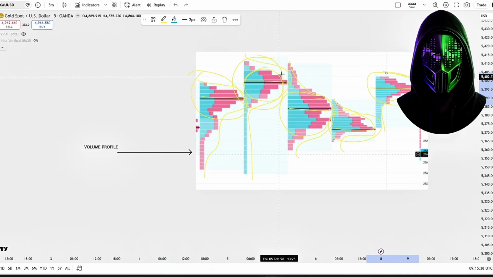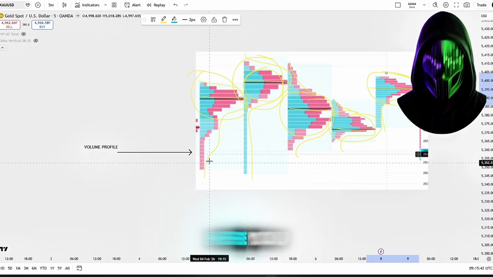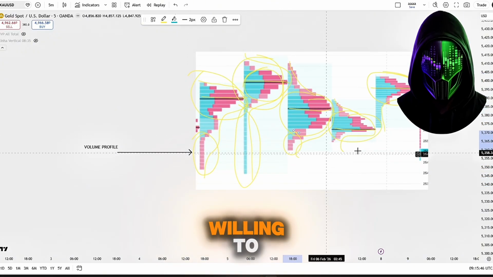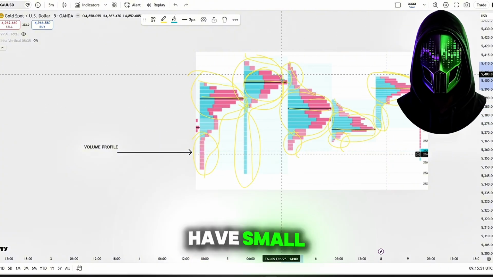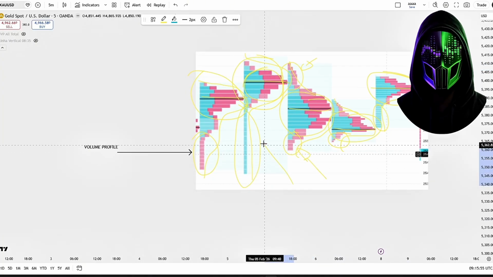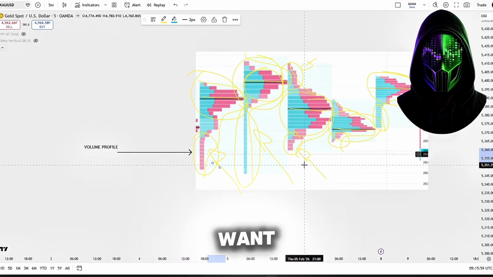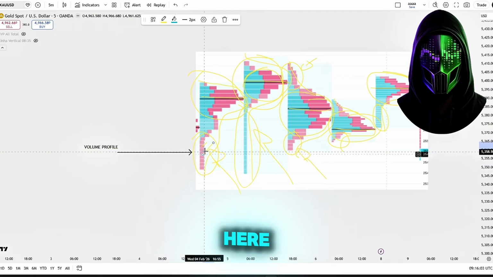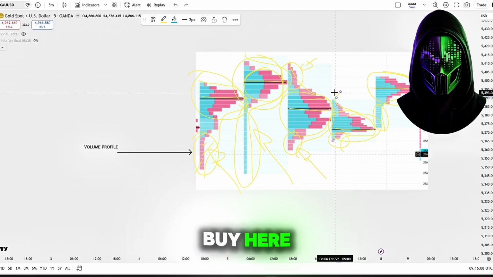So you have a lot of buyers, a lot of sellers, the price is fair. That's no problem at all. You see here, you have a small volume, willing to negotiate right here for the players. You have small volume. Players don't want to negotiate in these areas at all. You don't want to negotiate here. Players don't want to. It's not worth it for the players to sell here, or to buy here.